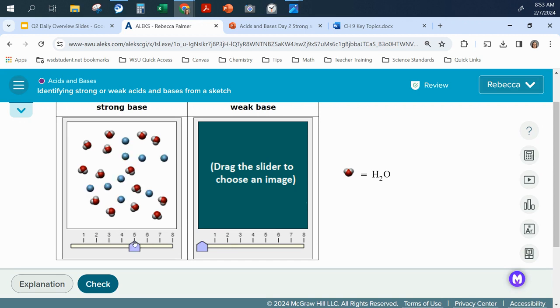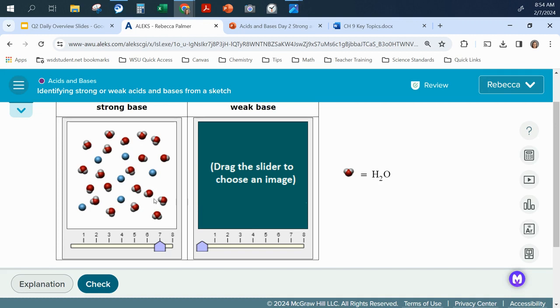Okay, let's see. So this one's looking pretty good. Oh, but I don't have any hydroxide. This is just an ion floating in solution. That's not true. This is not true either. This is looking pretty good. We have some ion split off from hydroxide, and every time I see this blue ion, then I have a hydroxide floating around. So I think that one looks pretty good to me.